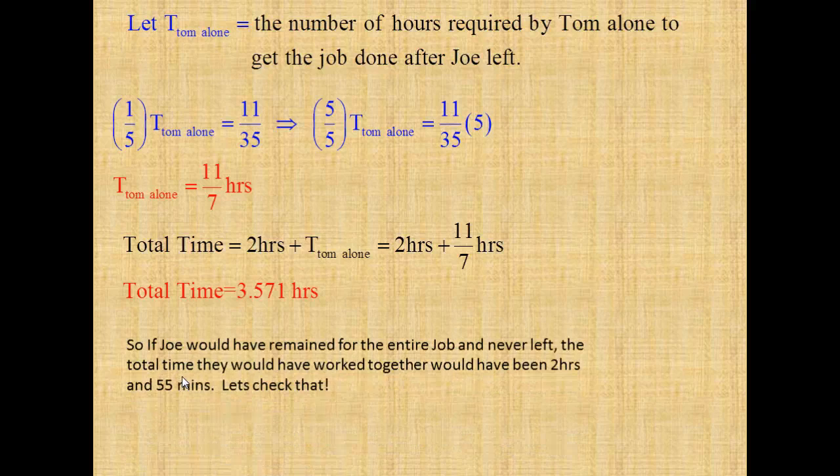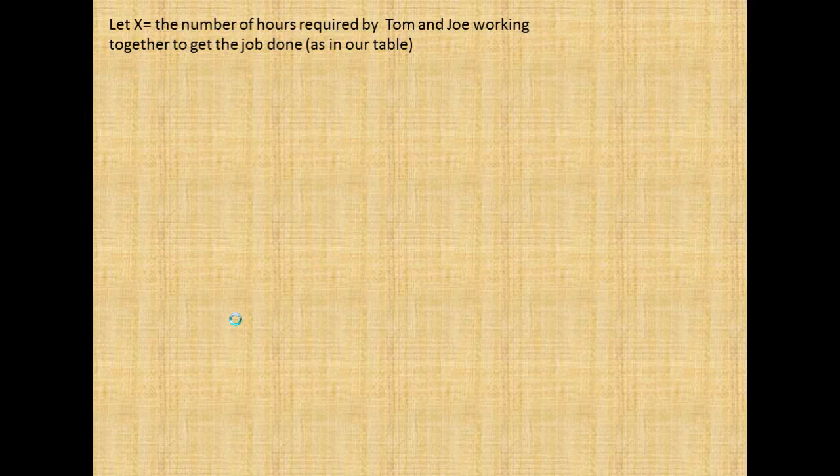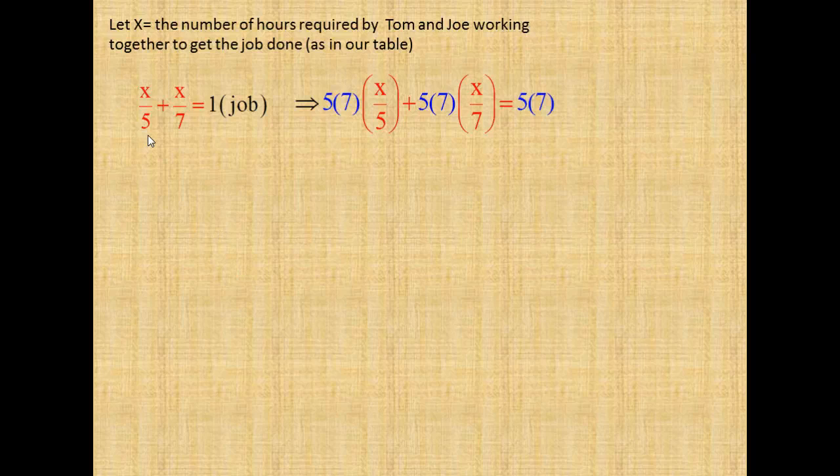So, if Joe would have remained for the entire job and never left, the total time they would have worked together would have been 2 hours and 55 minutes. How did I get that? Well, let's check that. Let's let X equal the number of hours required by Tom and Joe working together to get the job done, as in our table. Okay? So, X over 5 plus X over 7 equals 1. We don't have the 2 hours there because Joe didn't leave. He stayed for the whole job.